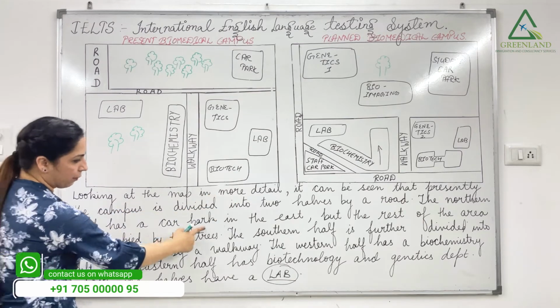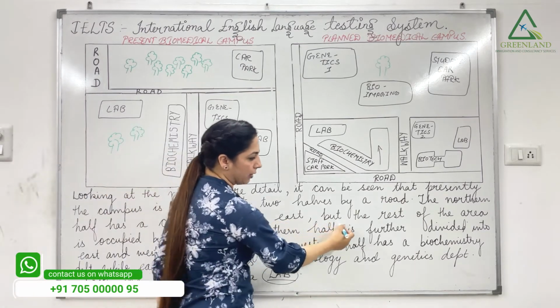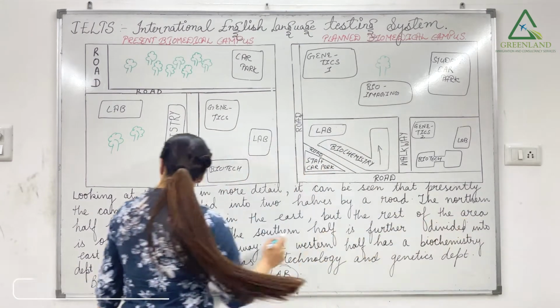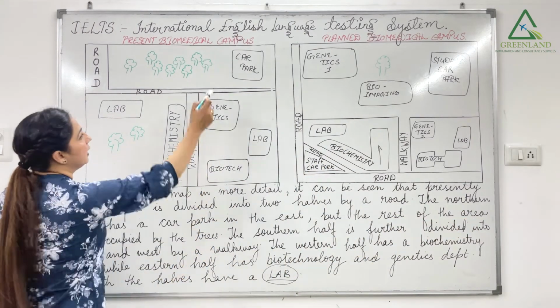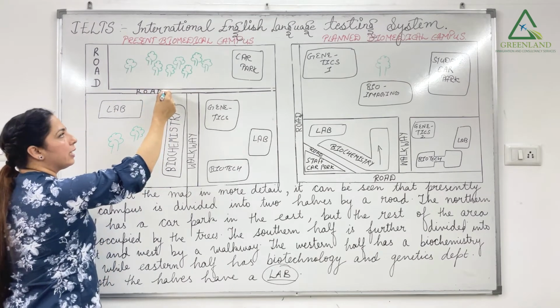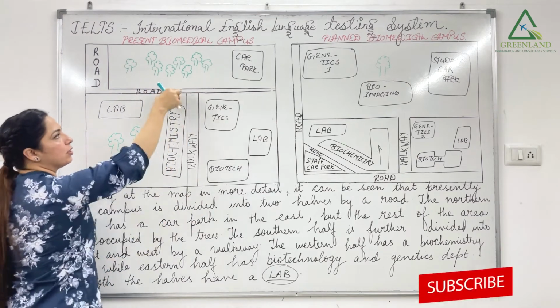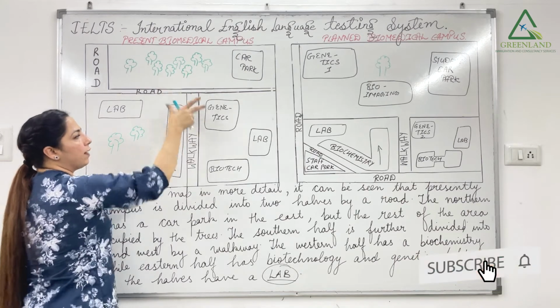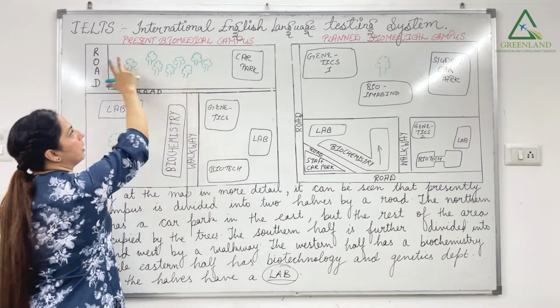The northern half has a car park in the east, but the rest of the area is occupied by the trees. Road, again, I have already mentioned that this road divides this map into two halves. So I am done with this portion.